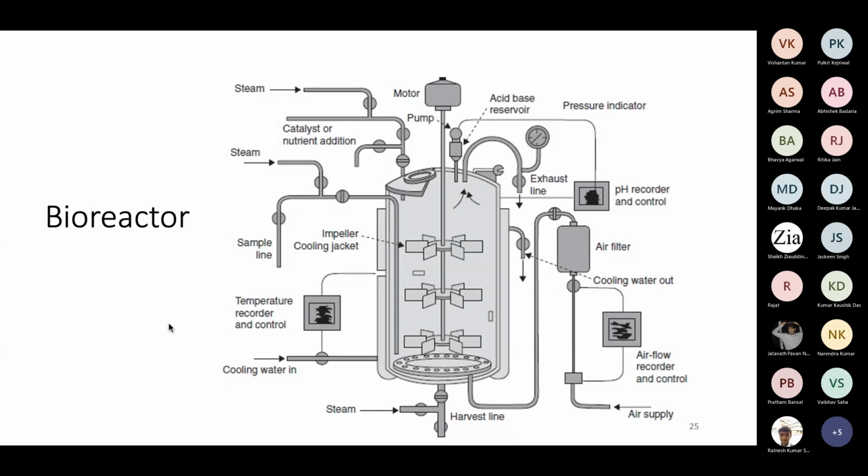And then in the body you can also have some jacket to maintain temperature in the reactor system. So you can see it is showing a cooling jacket. A cooling jacket is actually the jacket surrounding the reactor vessel or reactor wall.